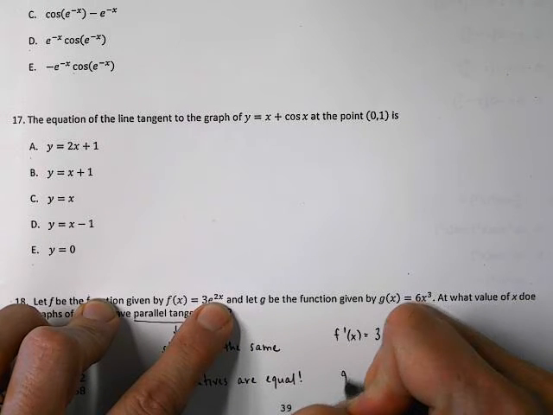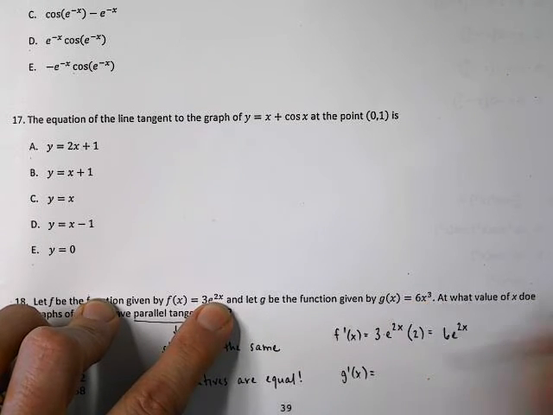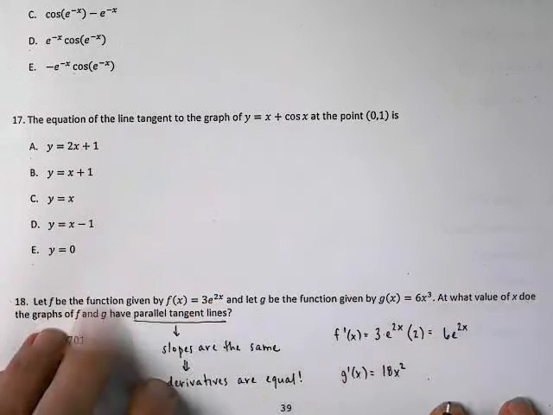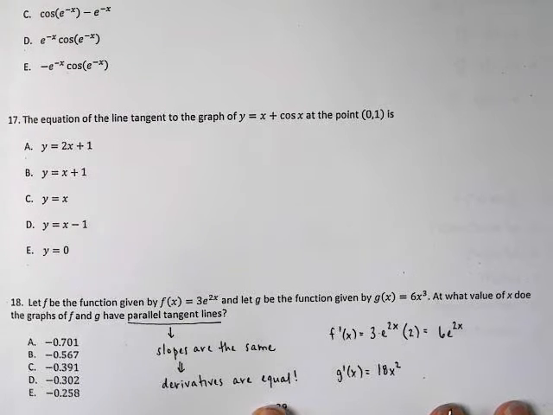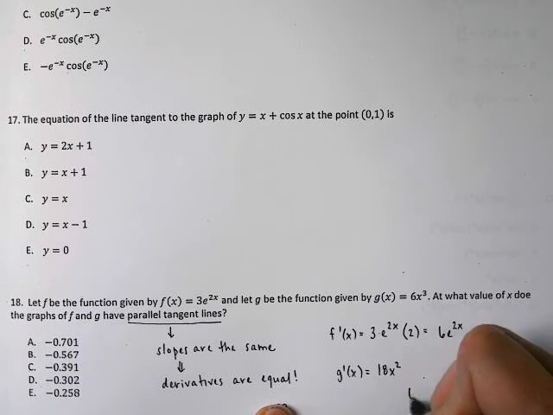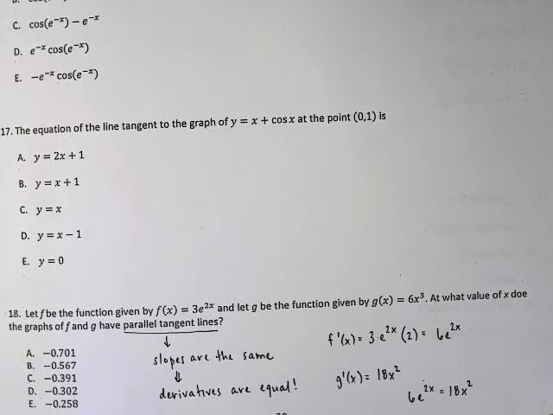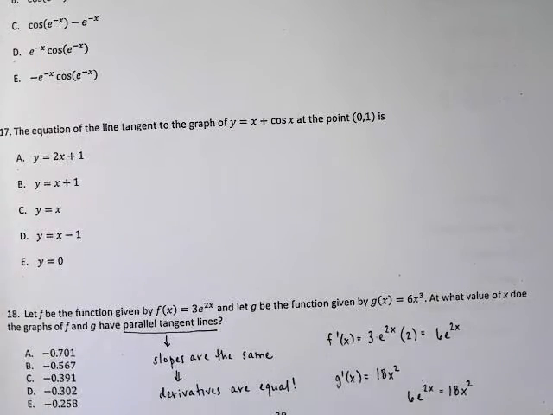Now, g prime of x, this is a nice easy power rule, so I'm going to have 18x squared. And the big idea here, again, is to find out where these are equal. So I have 6e to the 2x equals 18x squared. So now I'm going to use my graphing calculator to find out where that happens.